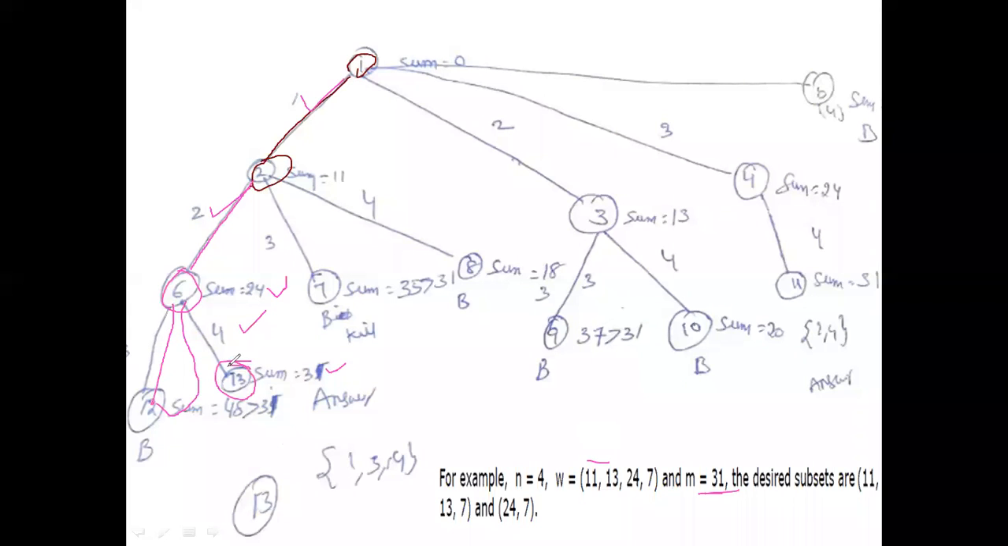So one of the answer nodes is 1 comma 2 comma 4, which is one of the solutions. The 13th node is one answer node. The solution is 1 comma 2 comma 4, meaning the sum of the elements is equal to 31. The sixth node has now generated all its children.